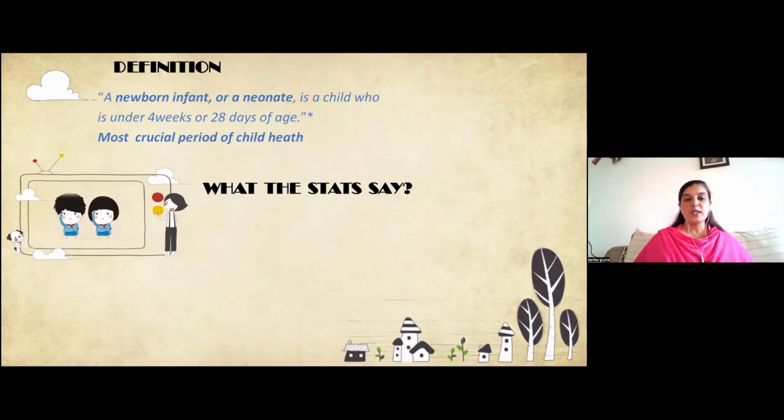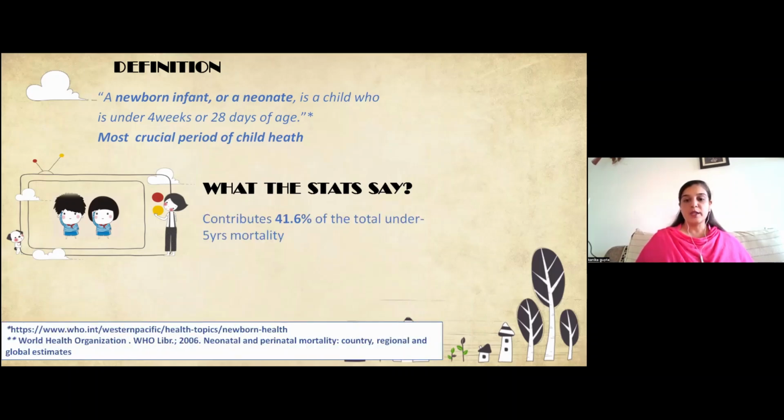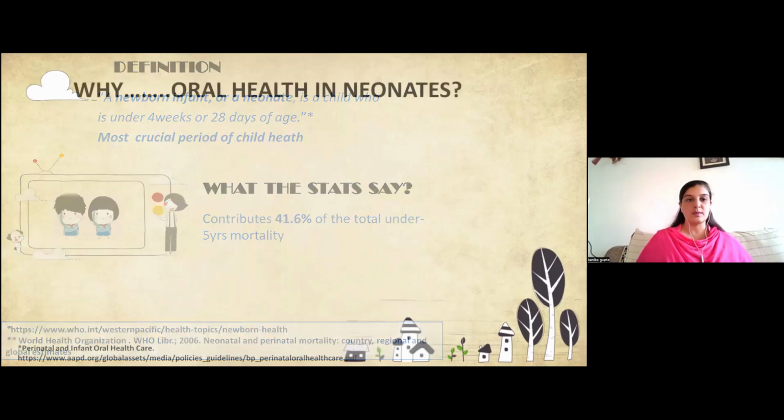So what is the neonatal period? Neonatal period is that period in which the child is within 28 days, or 4 weeks, of his life, and it is the most crucial period of child health. According to the WHO, it has been noticed that 41.6% of the total mortality rate under 5 years is contributed by the oral lesions in the neonates.